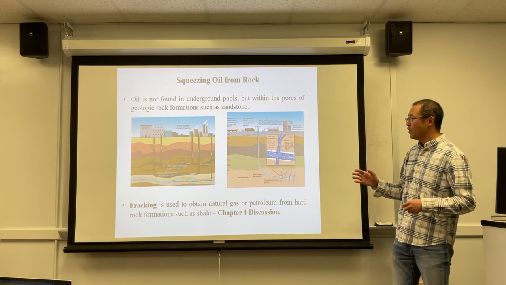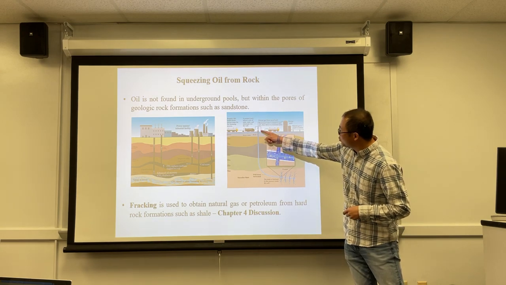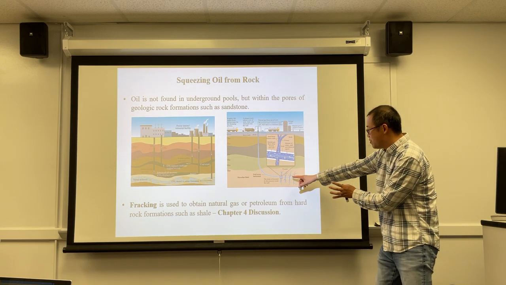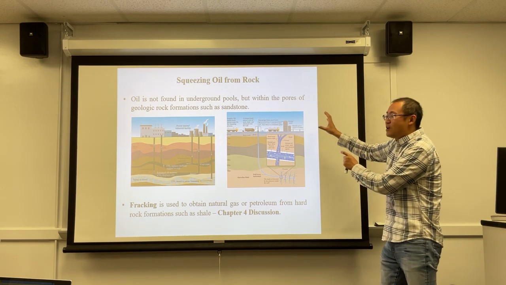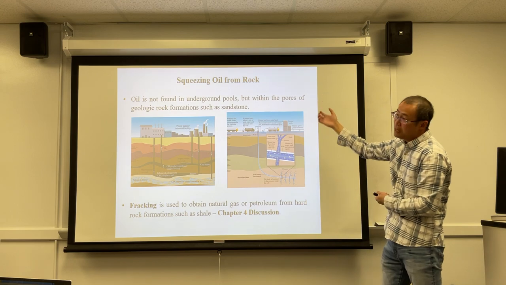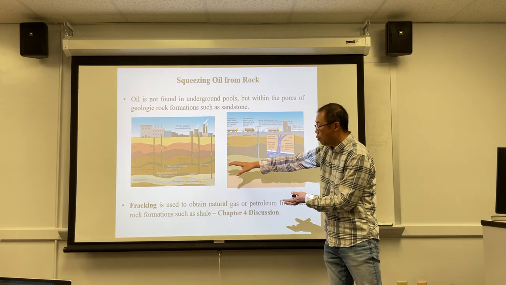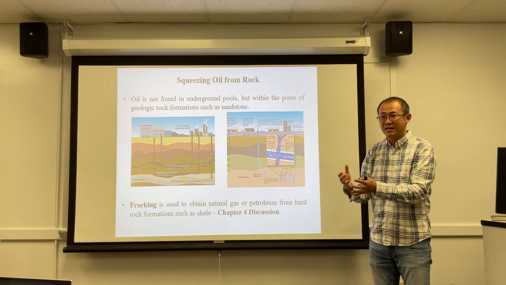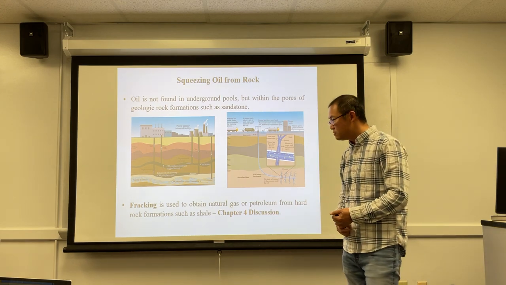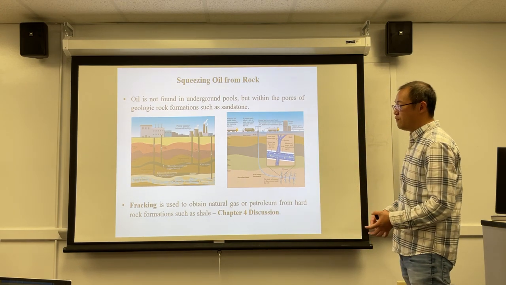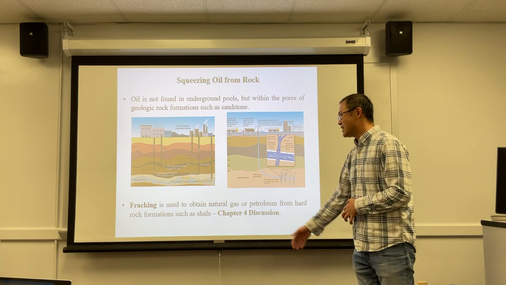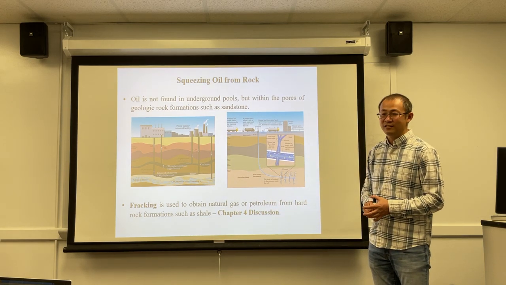Fracking is basically a technology where you squeeze water underground, and the water increases the pressure on the fractures and squeezes the oil out of the ground. Again, oil is naturally hidden within the rocks and layers of rocks. So this technology, which started in the United States, is used very commonly nowadays to obtain petroleum and natural gas from hard rock formations such as shale.